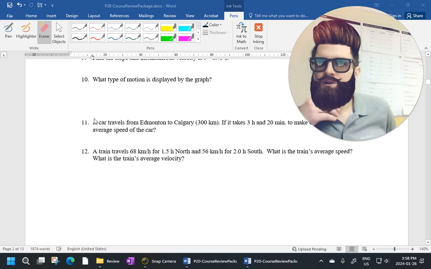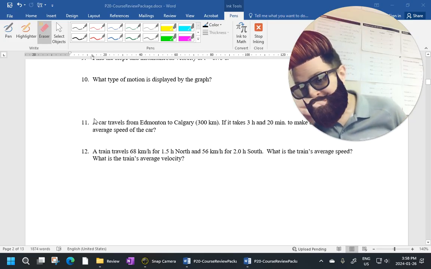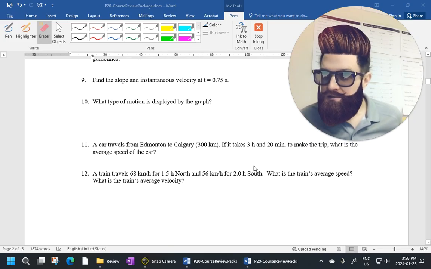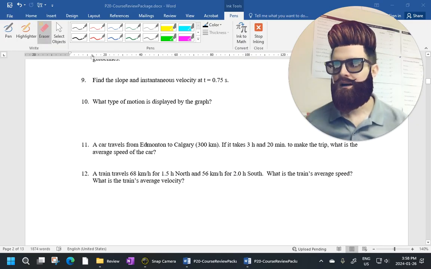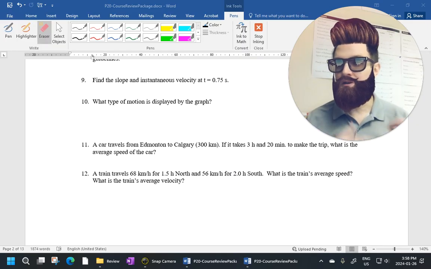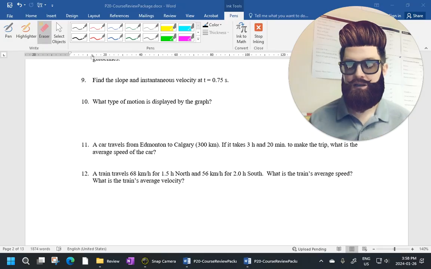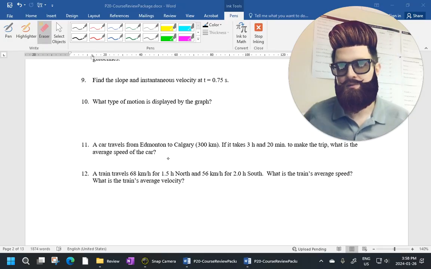All right, so a car here travels from Edmonton to Calgary. It takes 3 hours and 20 minutes to make the trip. What's the average speed? Okay, that's an easy one to do, right? It doesn't specify the units it wants, so you can keep them in kilometers per hour, or you can make meters per second. It's totally up to you.